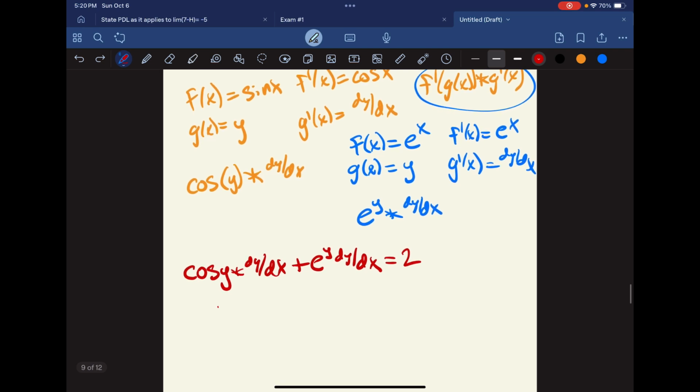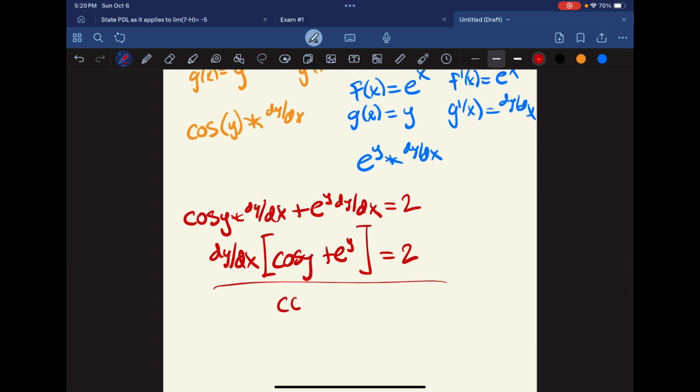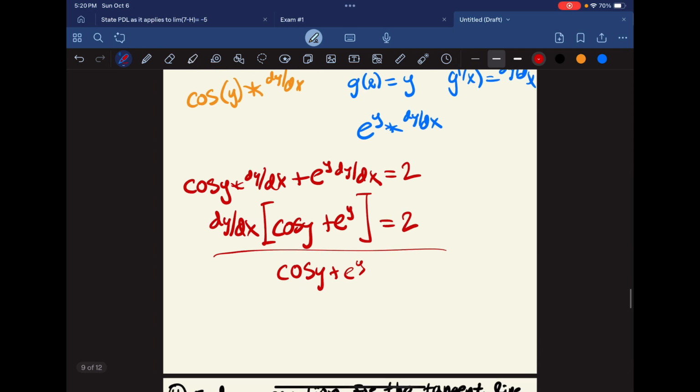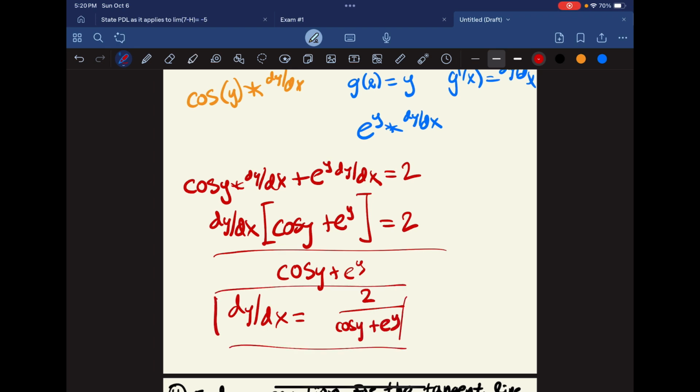And then, as you remember, we just want to get all the terms with dy dx to one side, and then all the terms without dy dx to the other side. It's already done for us, right? Both of our terms that have dy dx in them are already on the left side. The only one that doesn't is already on the right side, so that's perfect. So we can just go ahead and factor it out. So we're left with cosine of y plus e to the y, and then the whole thing equals 2. So then we just divide by cosine y plus e to the y, and we're left with dy dx equals 2 divided by cosine y plus e to the y, and that would be our answer there.